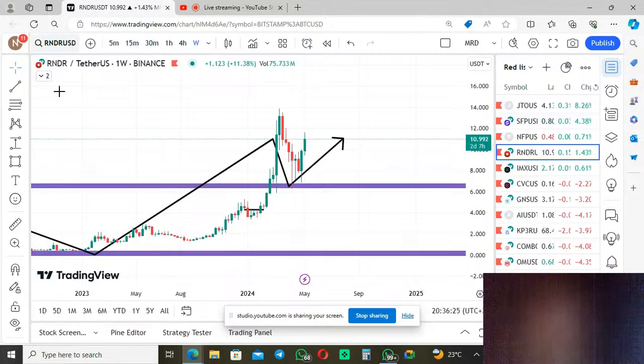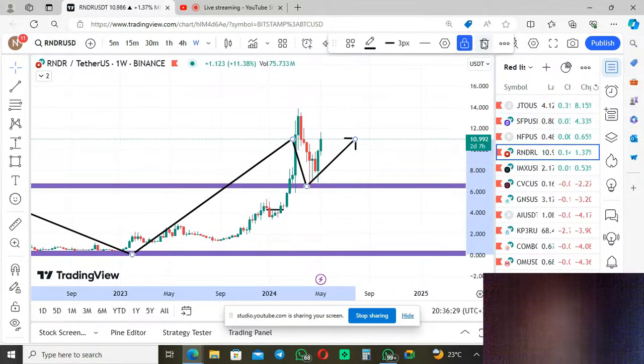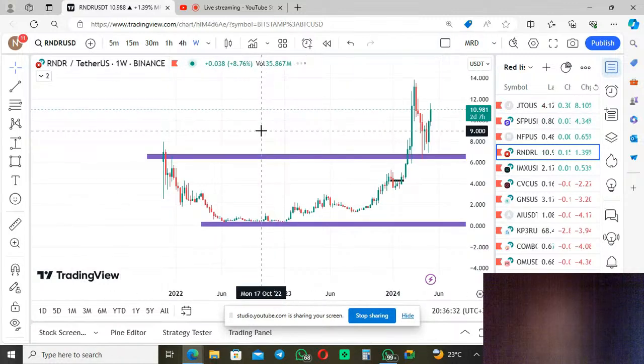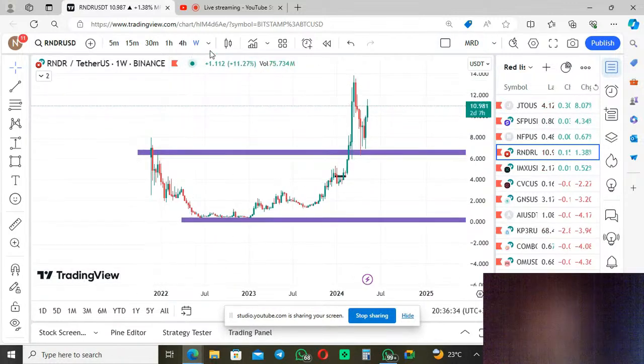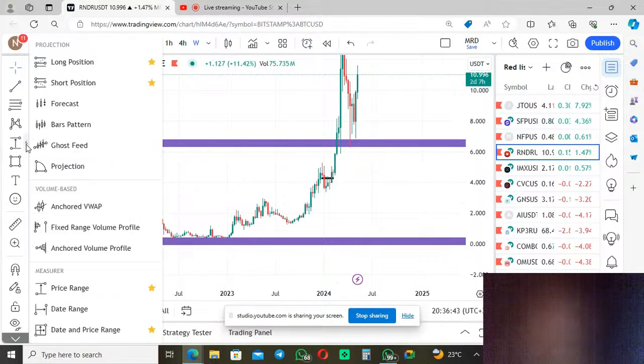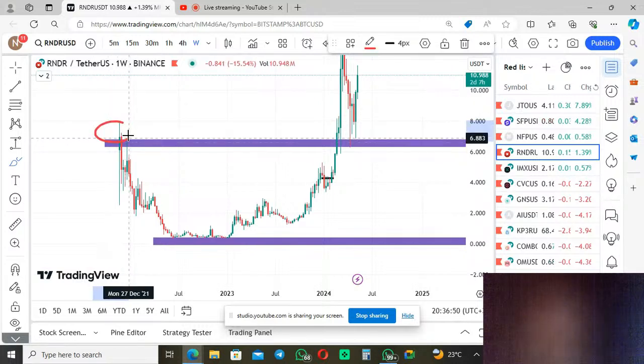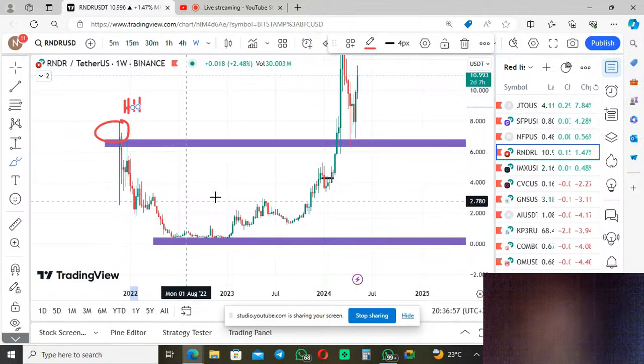So now, you look at this point. This is the market, and we are on the 1 week time frame. What you need to focus on is this. Now look at this point. This is the highest level. This was the previous higher high. Are we clear? That was a previous higher high.